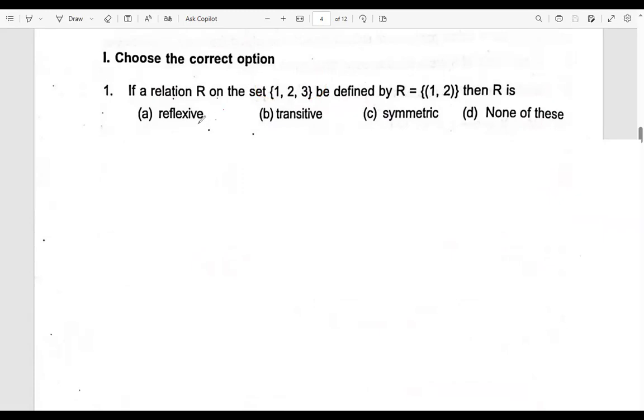Now, what we can see among the options given here is that clearly it is not reflexive. The reason being, we do not have the doublets of all the elements present in A. Since 1, 1 does not belong to R, that should be sufficient to say. Otherwise also, 2, 2 and 3, 3 are not there. So it is not reflexive.